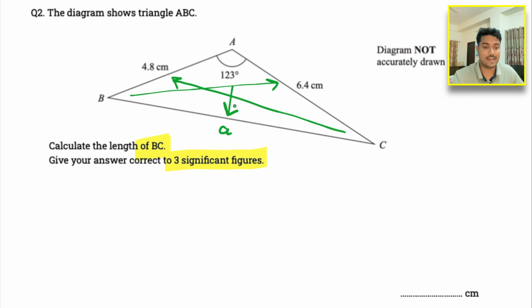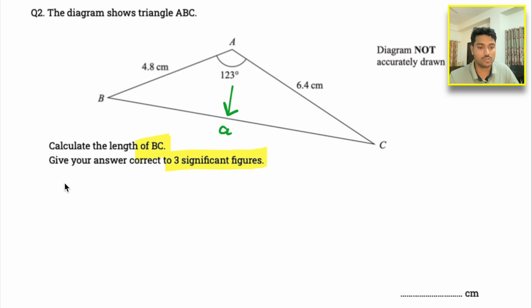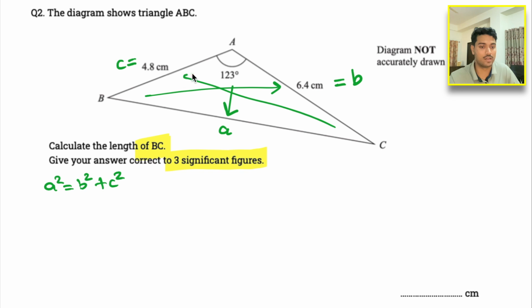If we do sine A upon a and sine B upon b or sine C upon c, we have 2 values missing, so we cannot apply sine rule in this case. We have to apply cosine rule. So here we can write a square is equal to b square, this is b, the side opposite to angle B, plus c square, this is c, the side opposite to angle C, minus 2 times b into c cos capital A, which is the angle.